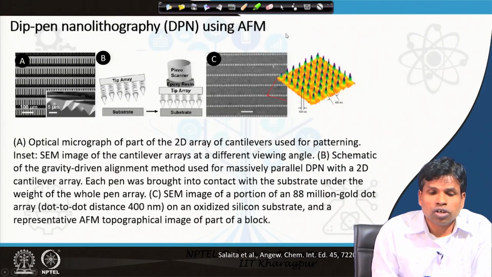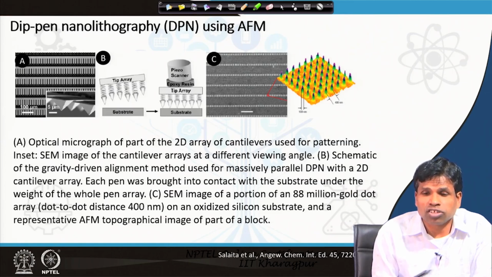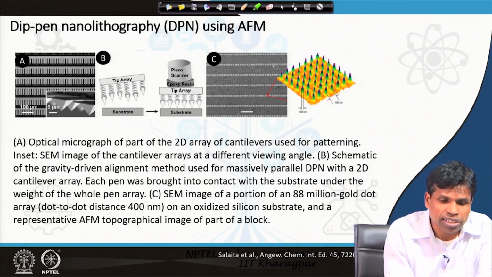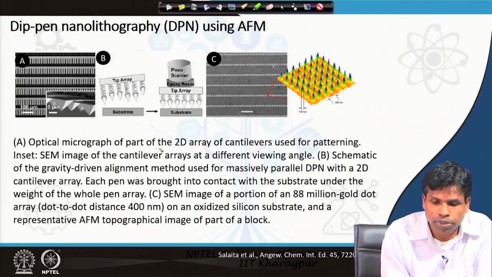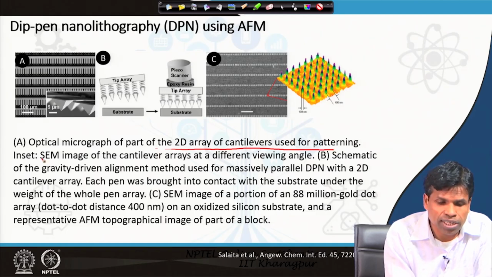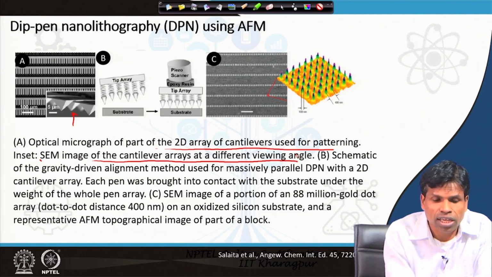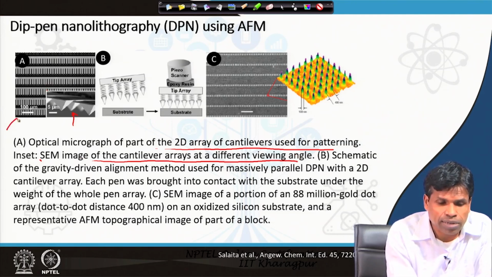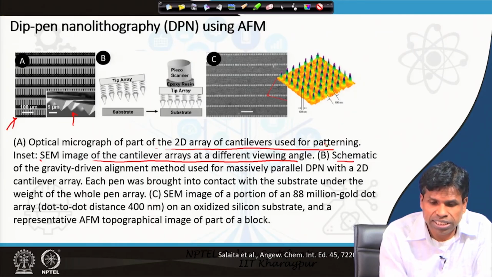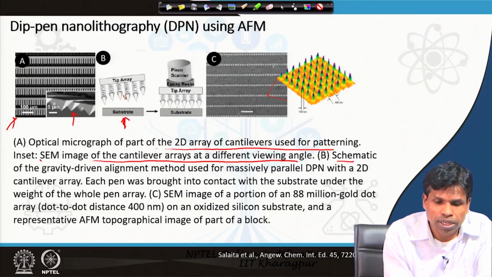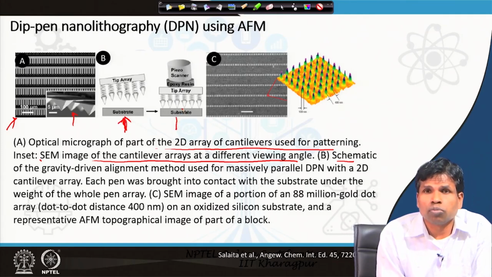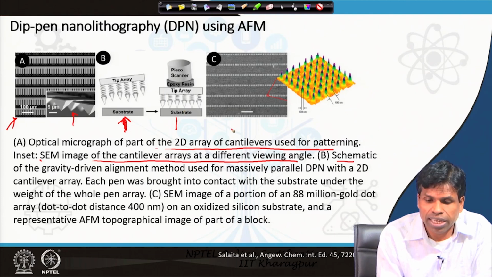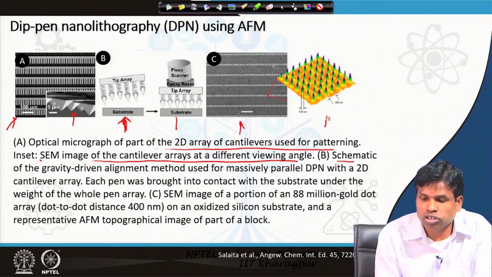Now, one can use dip pen lithography on a larger scale. This is an example of larger scale. As you see, A is an optical micrograph of a 2D array of cantilevers used for patterning, and in the inset there is a SEM image of the cantilever arrays at a different viewing angle. Millions of pens are there, and B is the schematic diagram of how a lot of pens or tips can be created and then used for lithography purposes, and in that way one can create a structure.